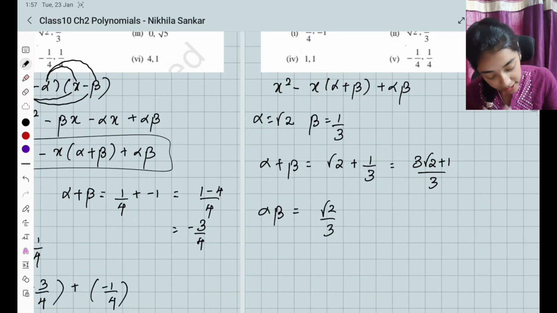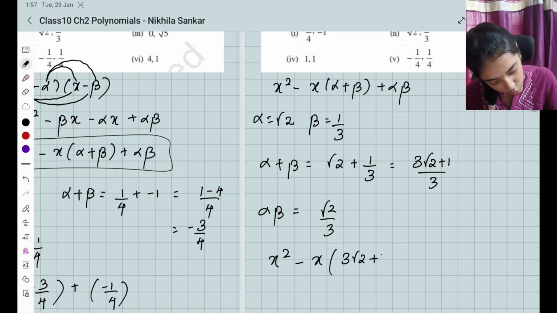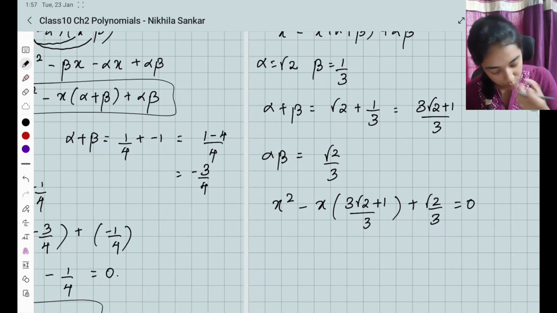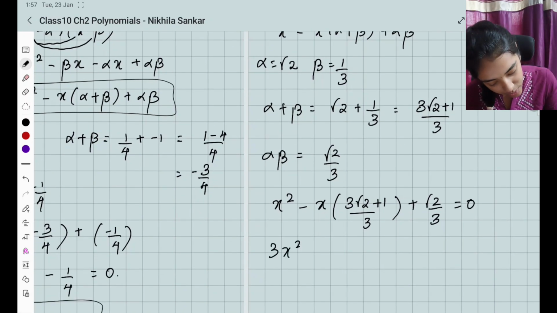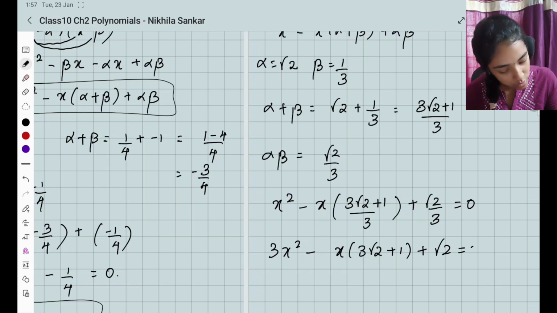Okay, when I substitute that in the equation, we have x² minus x into 3 root 2 plus 1 divided by 3 plus root 2 divided by 3 equals 0. Okay, now when I multiply this by 3, I have 3x² minus x into 3 root 2 plus 1 plus root 2 equals 0.